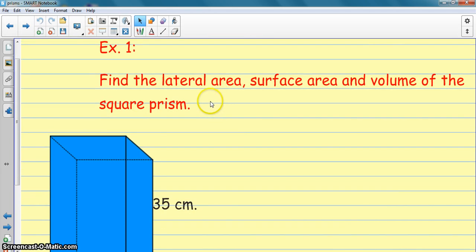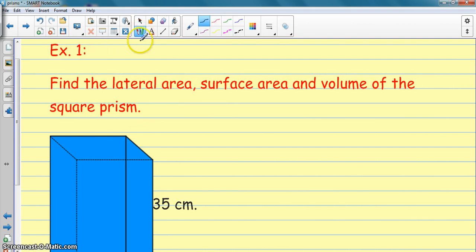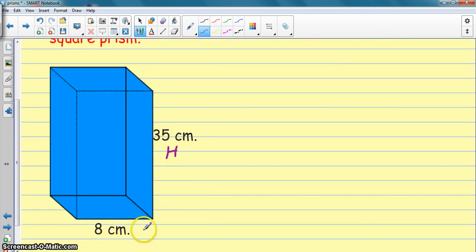Our first problem is a square prism. That means that the base edges are all going to be the same because we have a square. The height of this prism is 35 centimeters if I look at this, and then the base edges are going to be 8. So I'm going to go ahead and label this as capital H, and I'm going to label this bottom one as a base edge, and I'll write that out, a base edge.